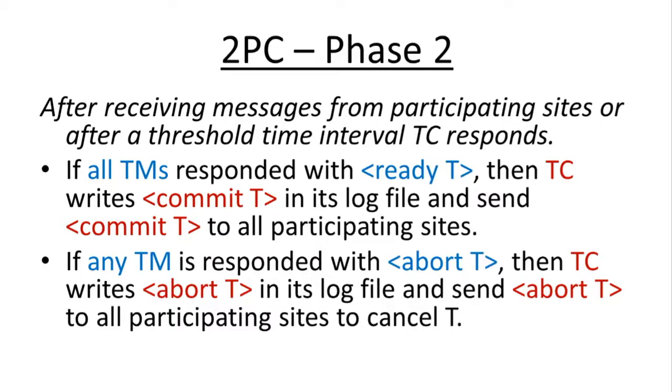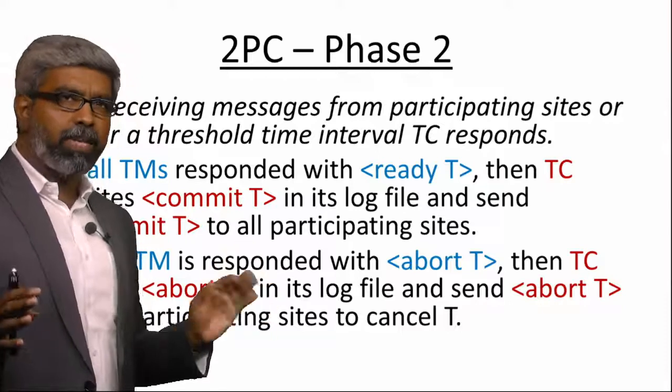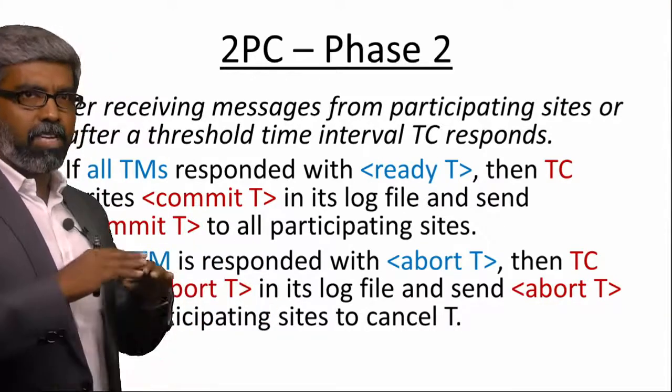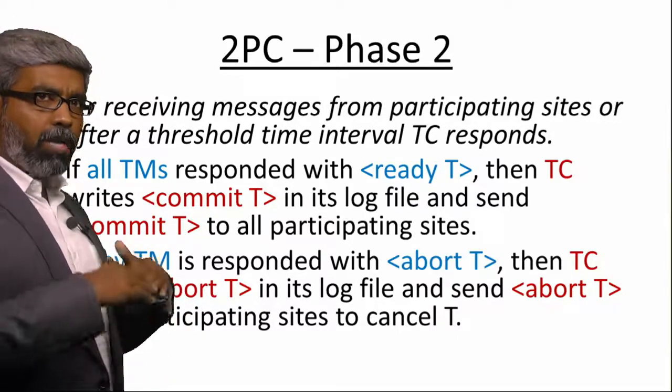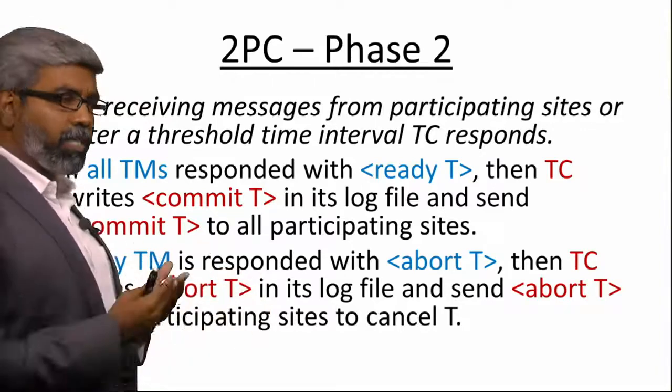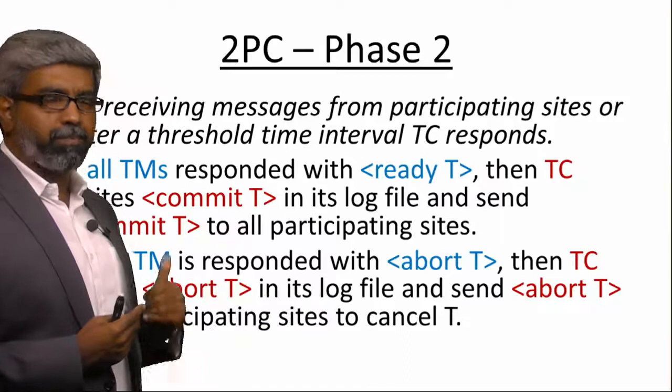So after receiving all the messages from the participating sites, the transaction coordinator is going to decide what to do. First case, if all transaction managers responded with a ready T message, then the transaction coordinator writes a commit T in its log file and sends a commit T to all participating sites. That is, all are ready to commit. So it writes the commit T. This transaction was successfully completed, so the transaction can be committed in all the participating sites as well. So it responds with a commit T message to all the participating sites.